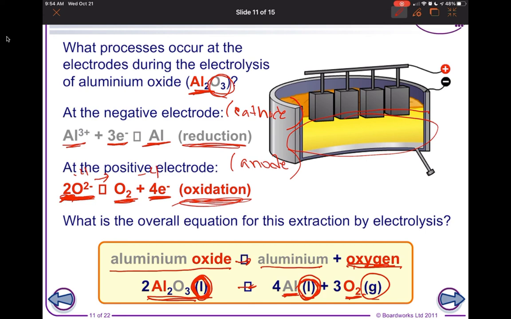And what happens when that oxygen is being attracted to those carbon anodes, it's actually producing carbon dioxide because the carbon dissolves away to bond to that oxygen, creating carbon dioxide gas. And that's why these electrodes, they start wearing away over time and they have to be replaced. And yes, you need to know that.